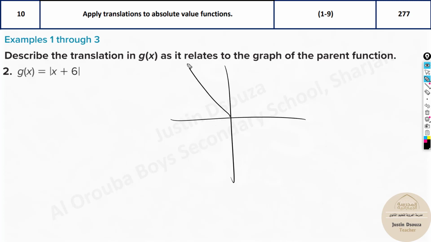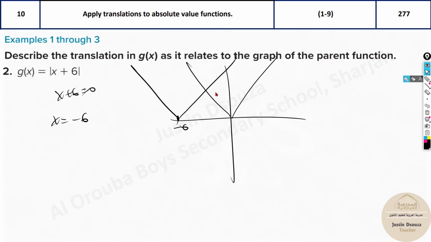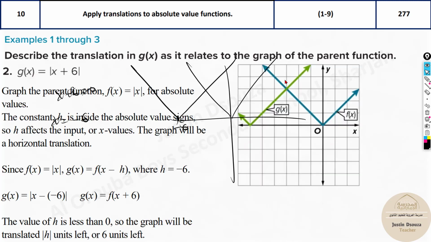Now if this is the parent function, it will not go right, because x plus 6 equated to 0, x will be equal to minus 6. So if this is the minus 6 point, then it will be shifted there. Very straightforward. Directly you have to describe it. You can describe by saying it's translated to the left by 6 units. Counting 1, 2, 3, 4, 5, 6, minus 6 is translated 6 units left.